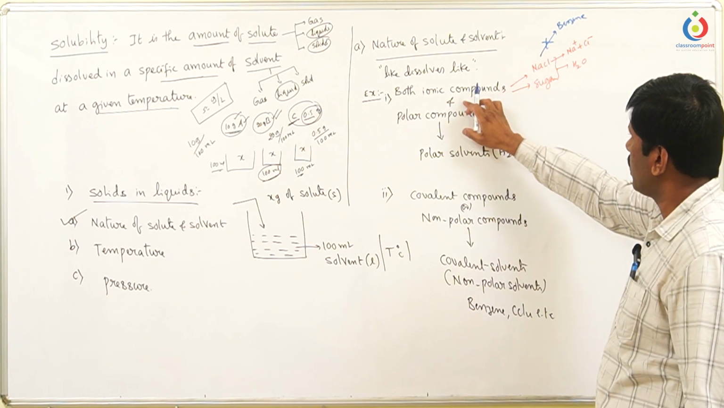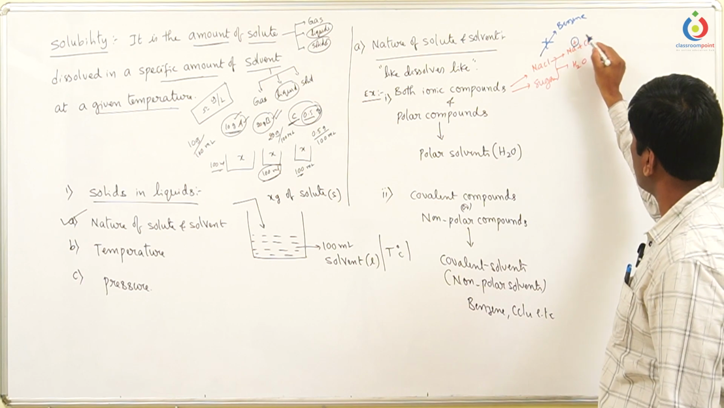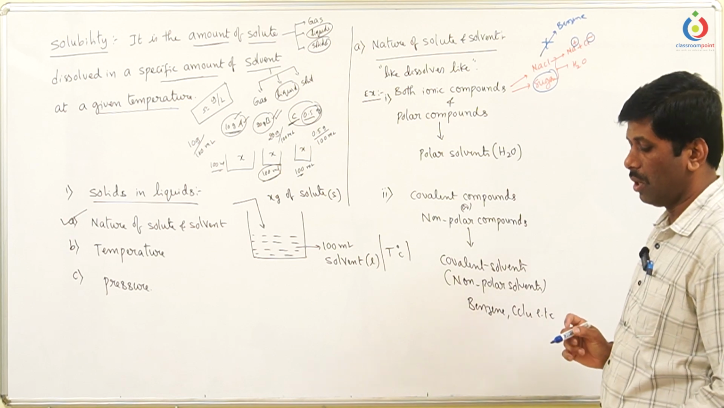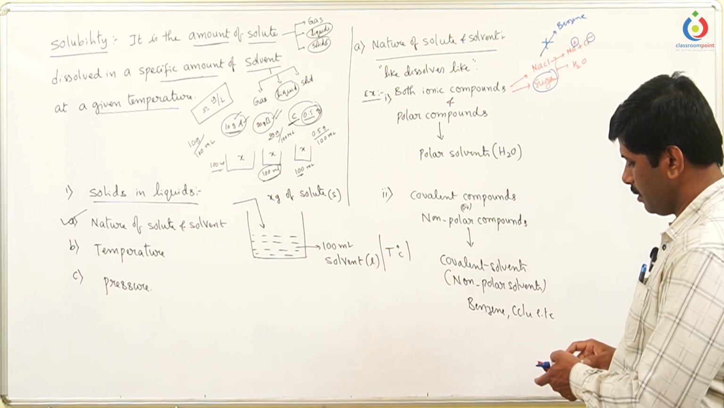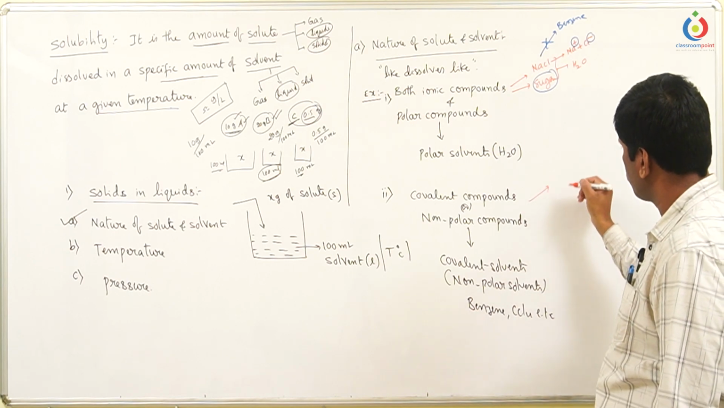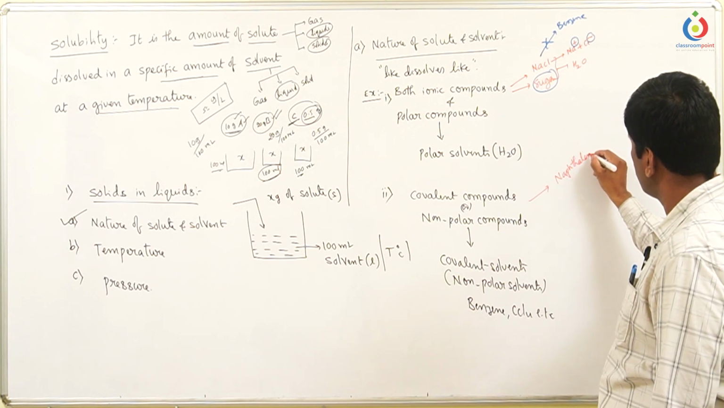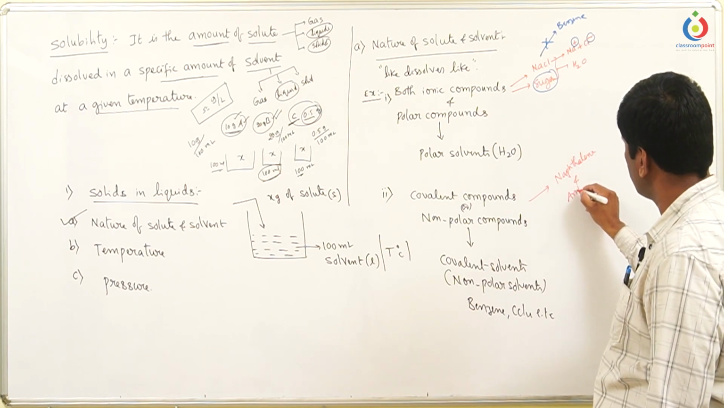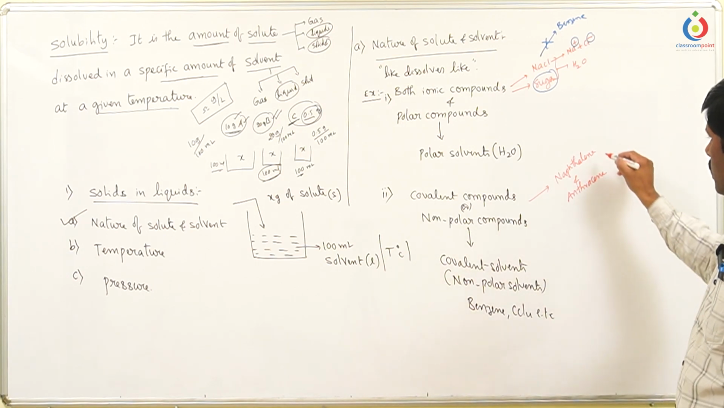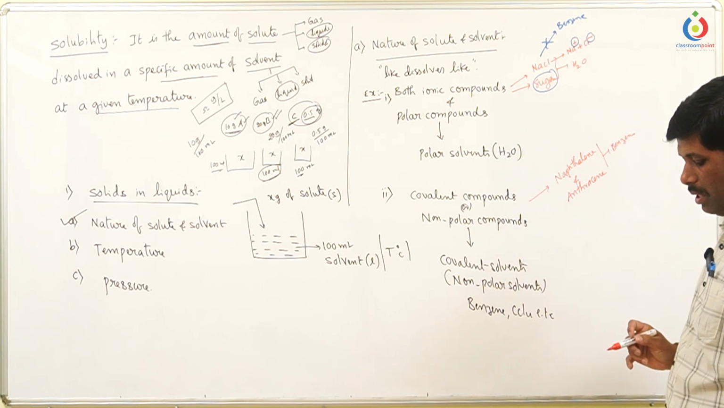So here ionic compounds are more soluble in the polar solvents. The reason is they have charges, or else they are able to develop certain types of interactions with the solvent here. And in the case of covalent compounds, let us take naphthalene and anthracene. Both are covalent compounds. These are more soluble in benzene but insoluble in water.